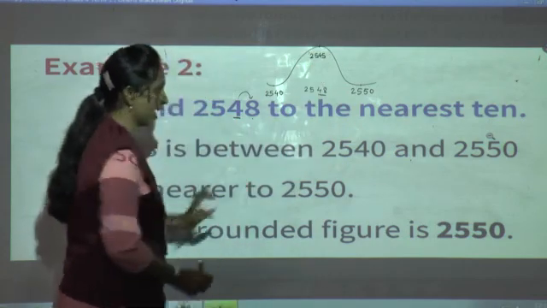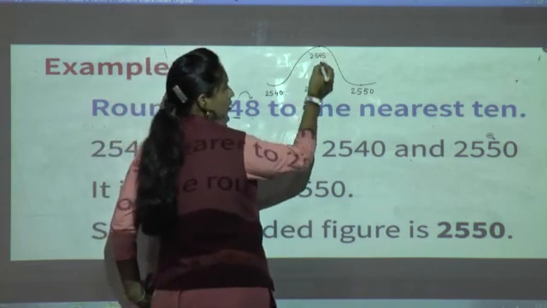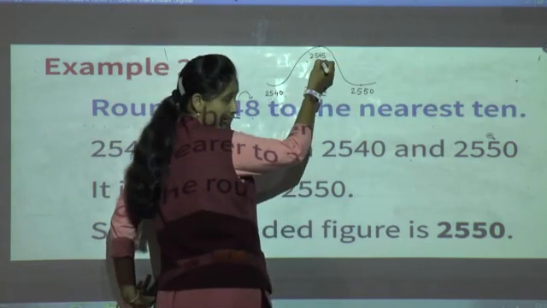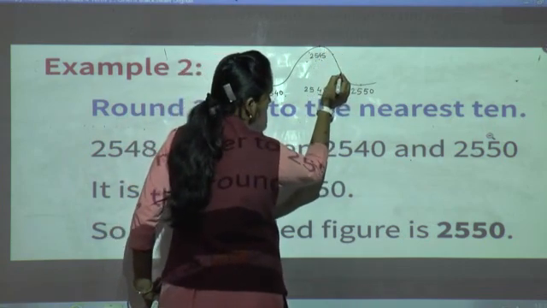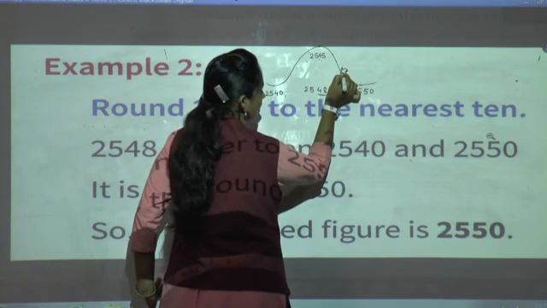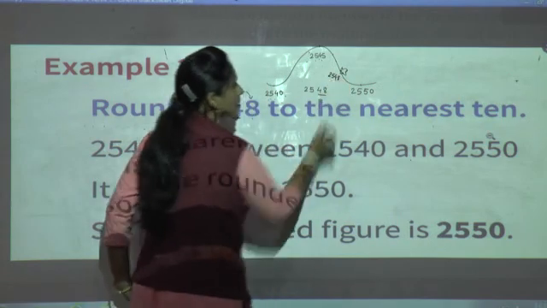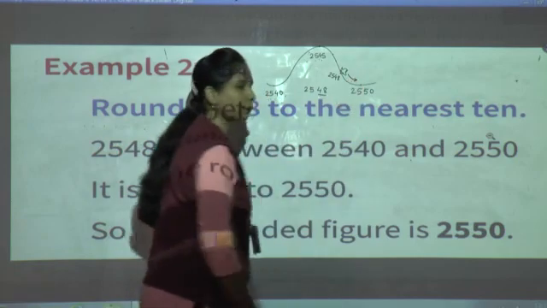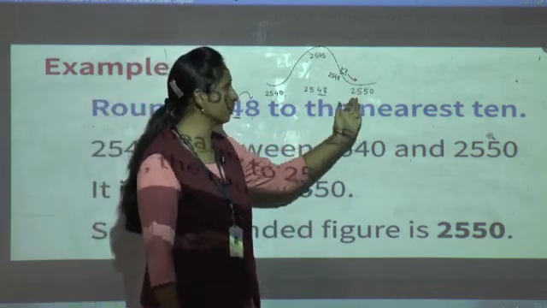2545. Now we have to find out 48. Now see where it goes. 2540, 2545, after 46, 47, 48, somewhere here. Okay, you can see. So where will this go? Just think where it will go. Yes, automatically it goes down. Yes or no? Yes.